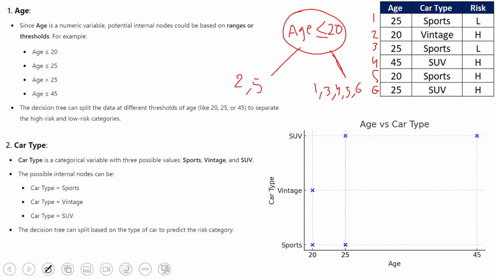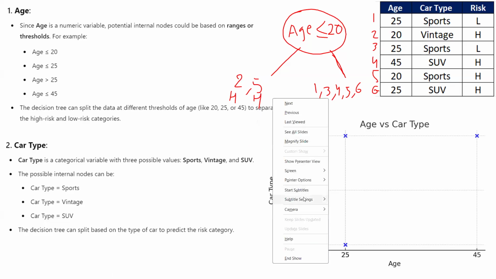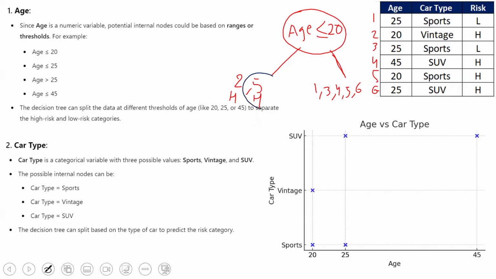Now there are two customers here, and what are the risk levels for age less than or equal to 20? For 2 the risk is high. For 5 the risk is high. So both of them have risk high. So this is concluded, we don't have different kinds of customers. From this we can say that if the customer has age less than or equal to 20, the risk is high.